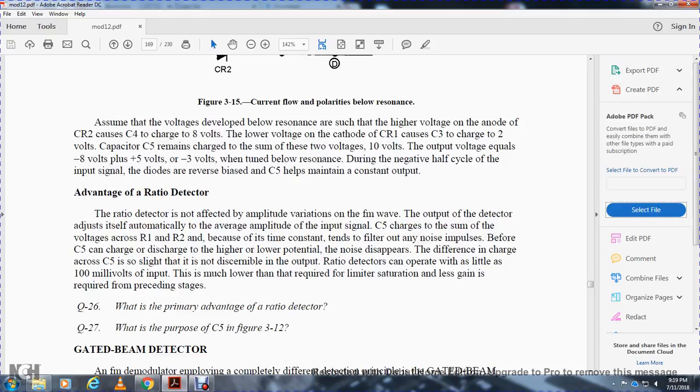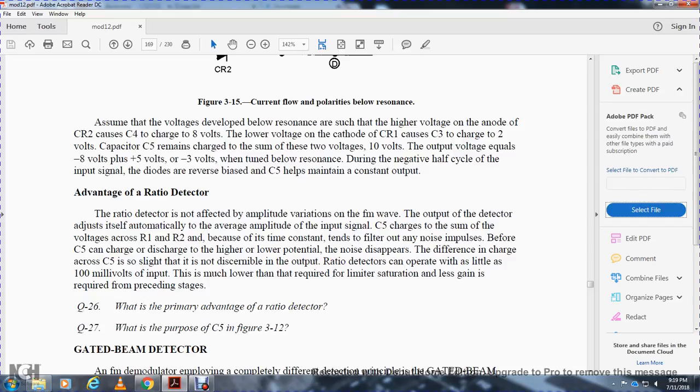Alright, the advantages of the ratio detector. The ratio detector is not affected by amplitude variation of the frequency modulated wave. The output of the detector adjusts automatically to the average amplitude of the input signal as capacitor 5 charges to the sum of the voltage across resistors 1 and 2. The long time constant filters out any noise and impulses before they reach capacitor 5. Capacitor 5 discharges slowly, so higher or lower potential noise disappears.